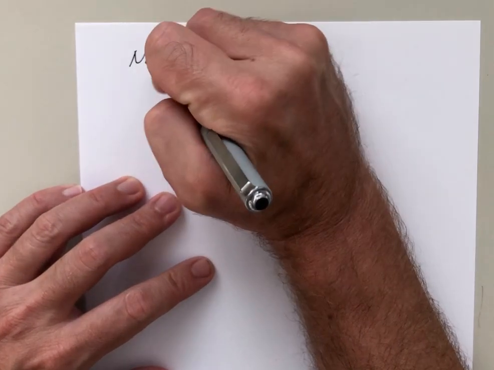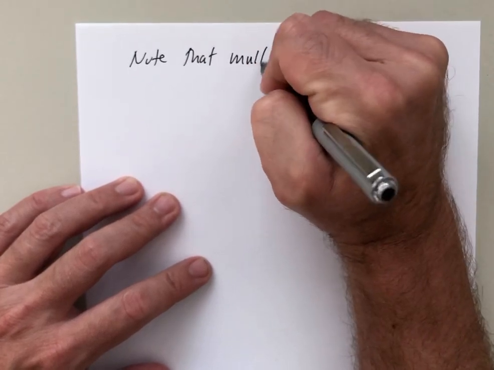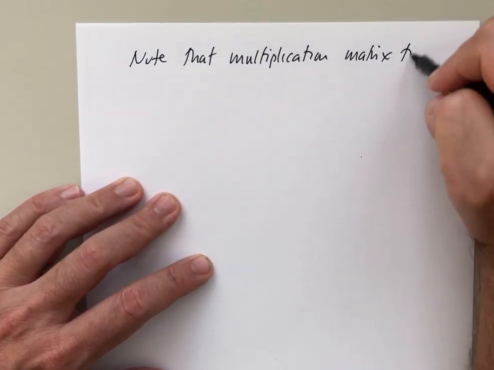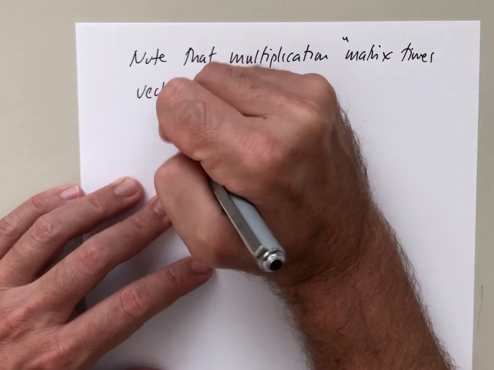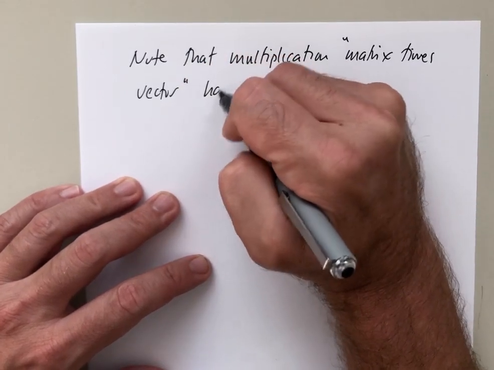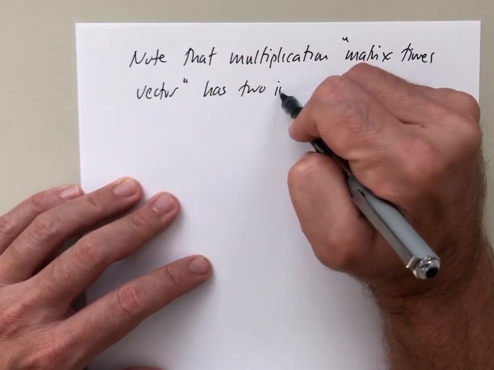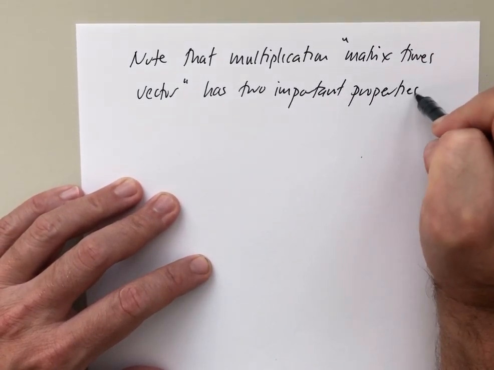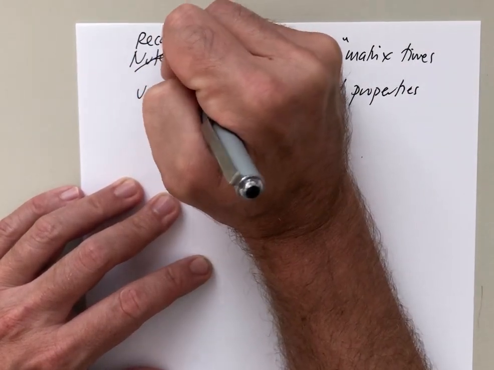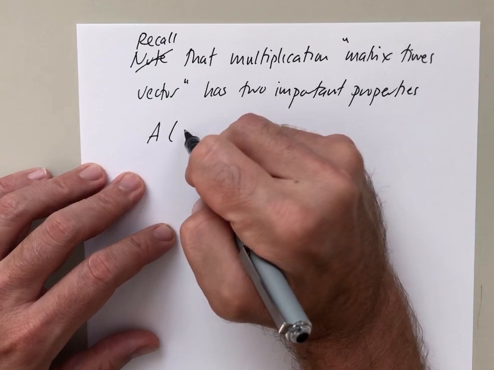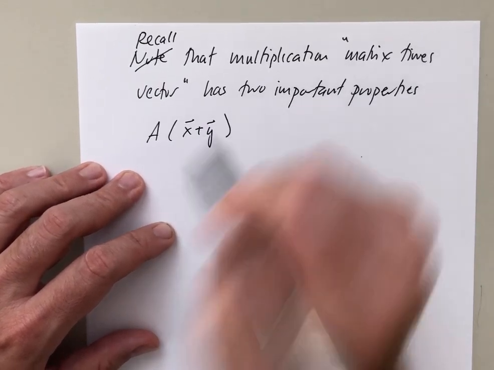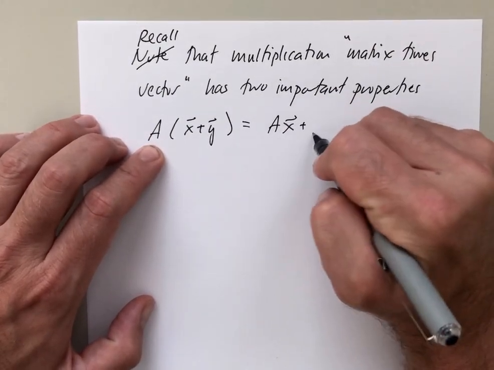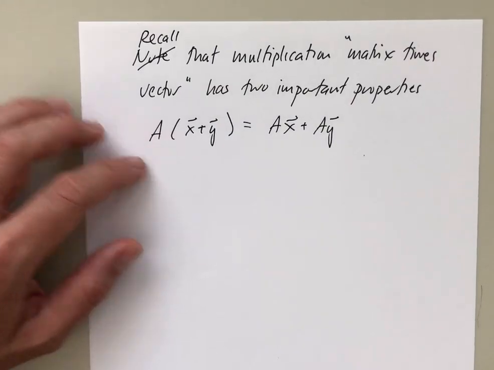So let me just recall that matrix times vector multiplication has two important properties that we talked about last time. When I take A times, say, x plus y, so if I take the sum of two vectors and I multiply it by a matrix, that's the same as taking A times x plus A times y. It kind of preserves this addition.